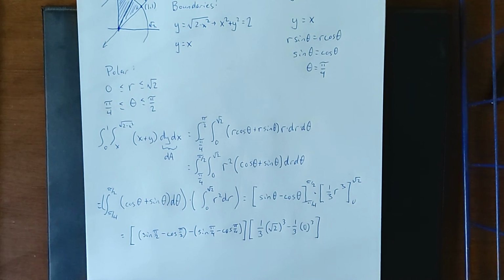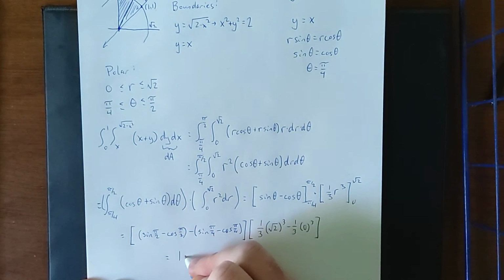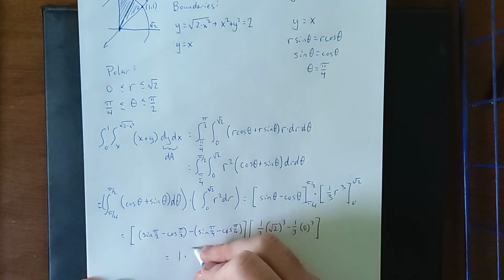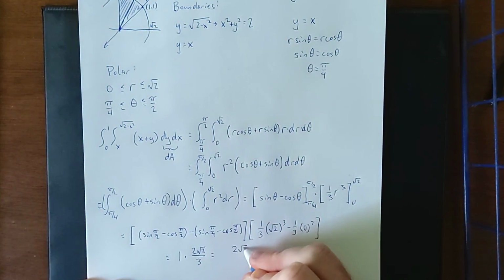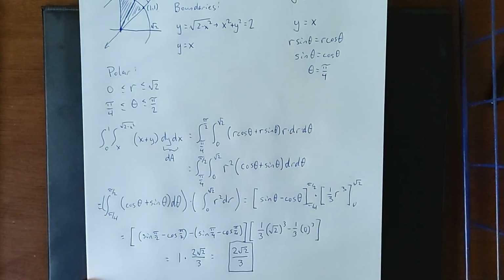This is going to simplify so much. Sine of pi over 2 is 1, cosine of pi over 2 is 0, sine of pi over 4 and cosine of pi over 4 are equal to each other, so their difference will wind up being equal to 0. This entire set of brackets becomes 1. When I cube the square root of 2, I'm going to get 2 square roots of 2, and that'll still be over 3. So final answer for this one is going to be 2 square roots of 2 all over 3. Just less than 1.